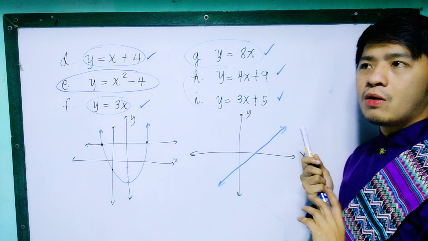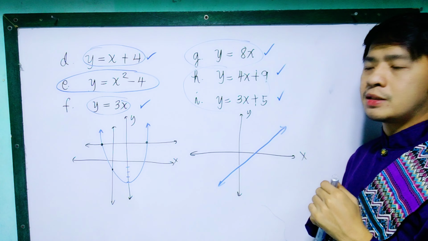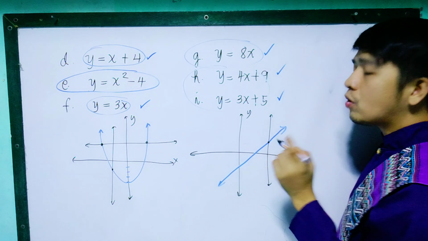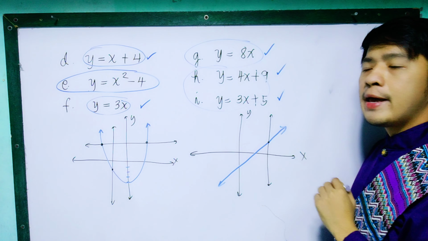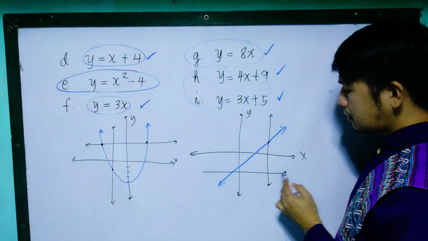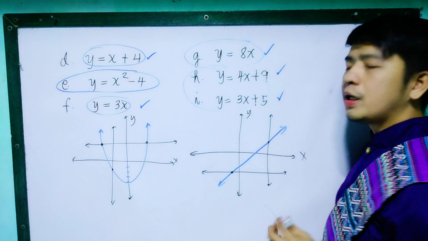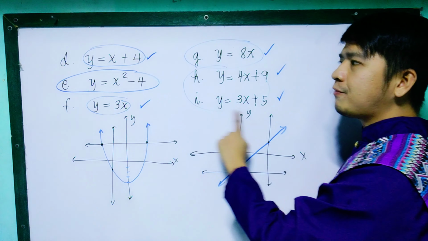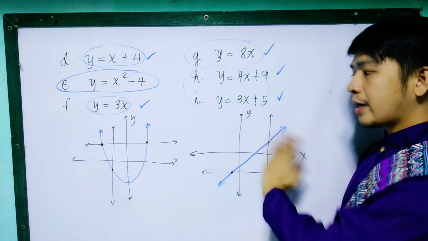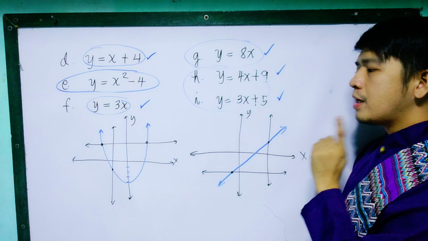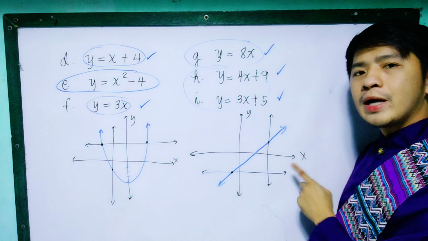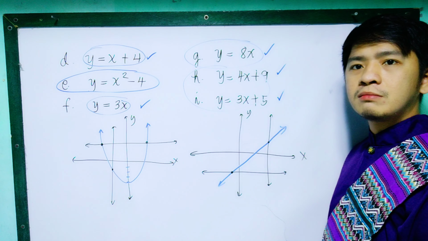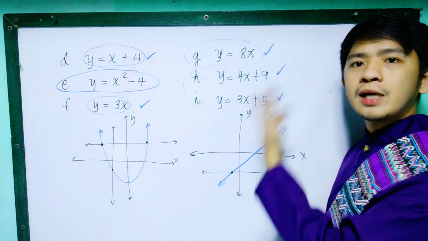I-test natin gamit ang horizontal and vertical line test. Gamit ang vertical line, there's only one point of intersection. Gamit ang horizontal line, isang point of intersection pa rin. So therefore, ang mga linear function na to, inclined to the right or to the left man yan, that is a one-to-one function. So, ang kanilang inverse function ay nag-exist. So, yun ang hahanapin natin ngayon.